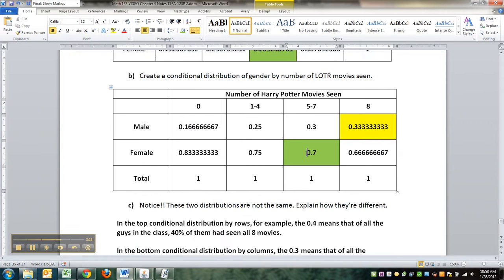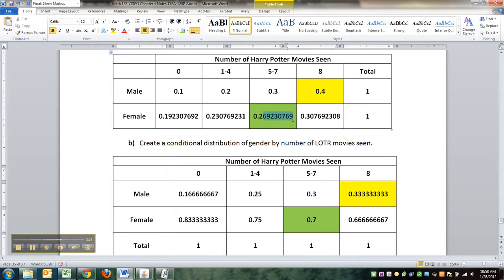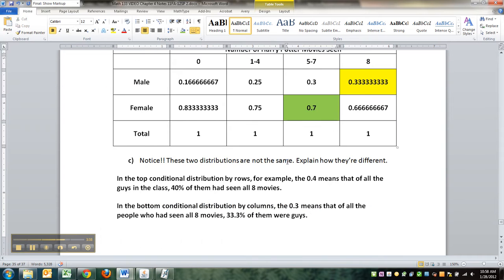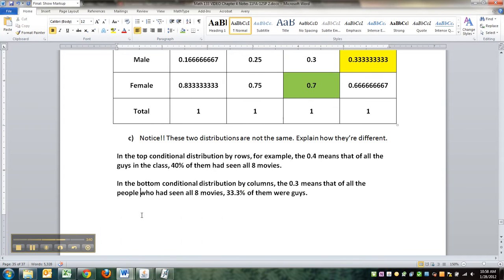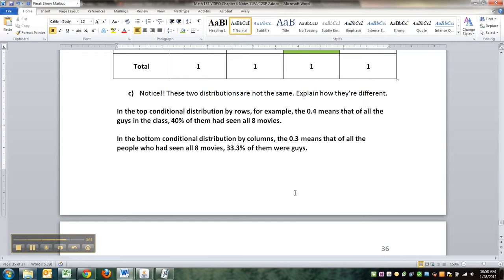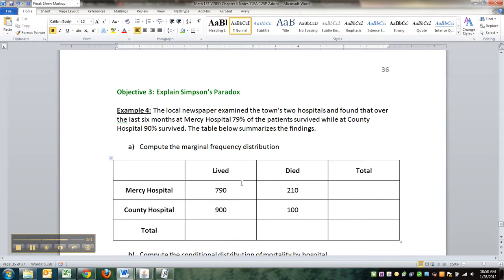But down here, the green, what I was comparing next, in the 5 through 7 female column. So you're saying, okay, out of the females, 27% of the females have seen 5 through 7 of the movies. Whereas here in the green, you're saying, okay, out of all the people that have seen 5 through 7 movies, 70% of them were female. See the difference? It's kind of a weird distinction, but it's going to come in handy in Chapter 5 for you.